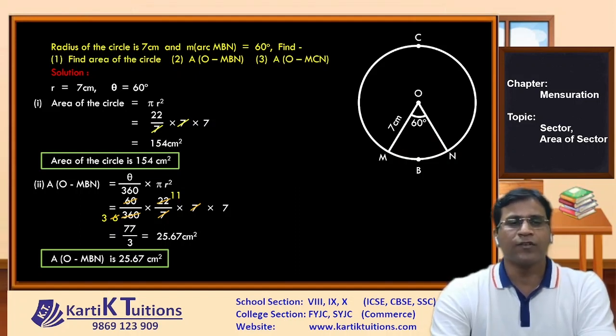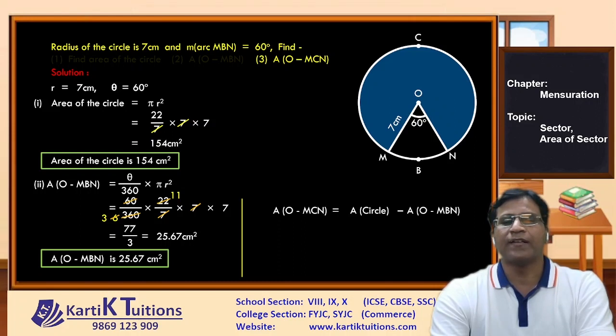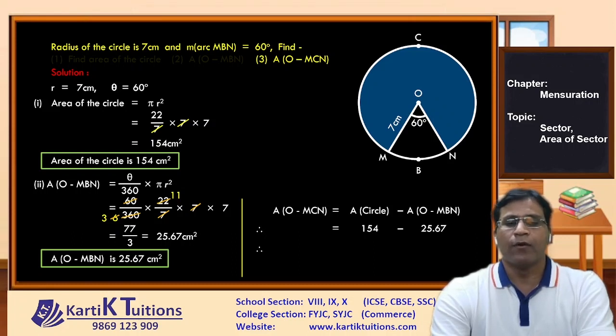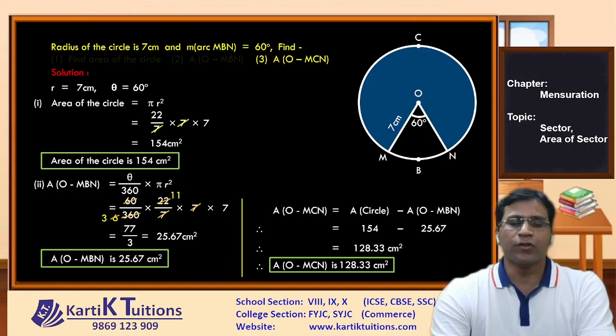Now the last part of the sum is the area of the major sector. How do we get the area of the major sector? It is the area of the circle minus the area of the minor sector. So here it will become 154 minus 25.67. Now when we subtract this, you get 128.33 centimeter square. So the area of sector O dash MCN will become 128.33 centimeter square. I hope you have understood this sum also.